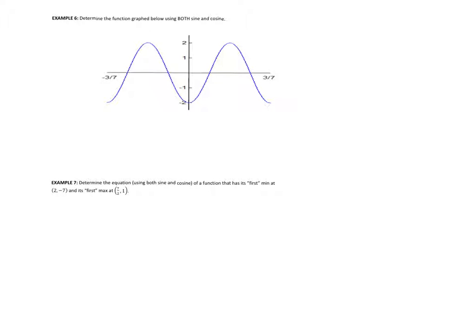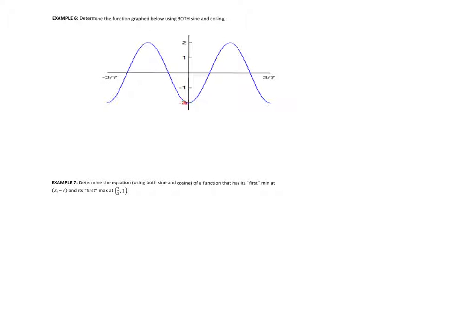This is where we're going to use all of our knowledge of sine and cosine graphs in a couple of different ways. The first example up here, example 6, is we're going to work backwards, having been given a graph with some tick marks to let us know the scale of this graph and its shape. Can we work backwards and figure out what equation would generate a graph like this? Now the directions ask us to use both sine and cosine for this one.